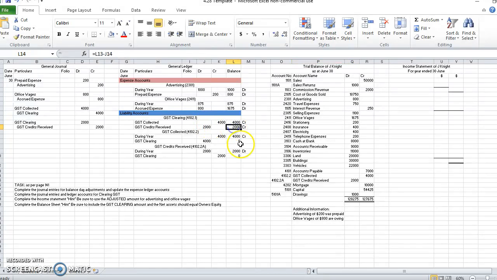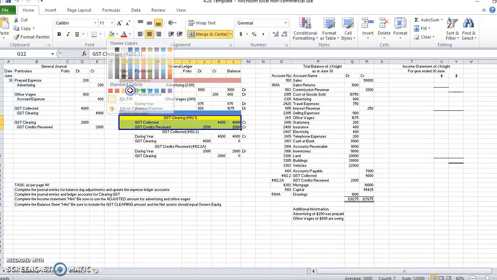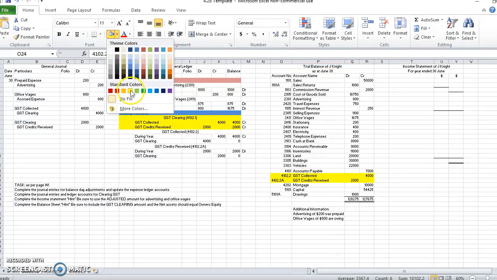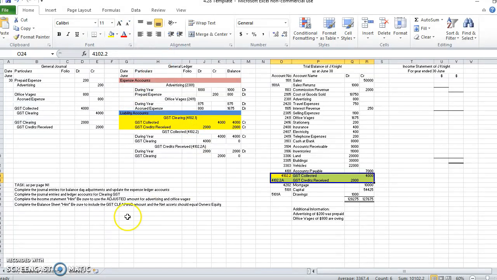And the GST clearing account has also given us our final amount. So we'll highlight this section so that we come back to it. And we'll highlight this section as well, so we come back to it.